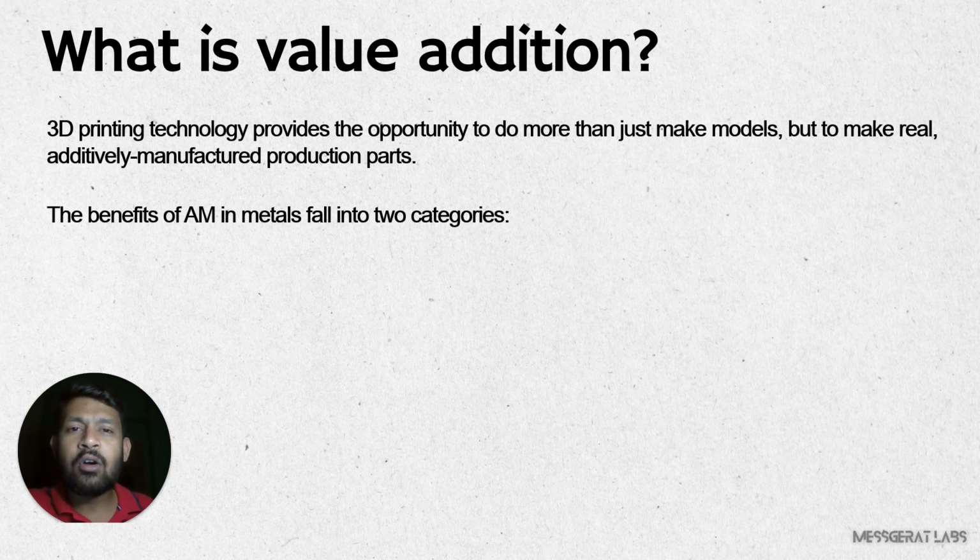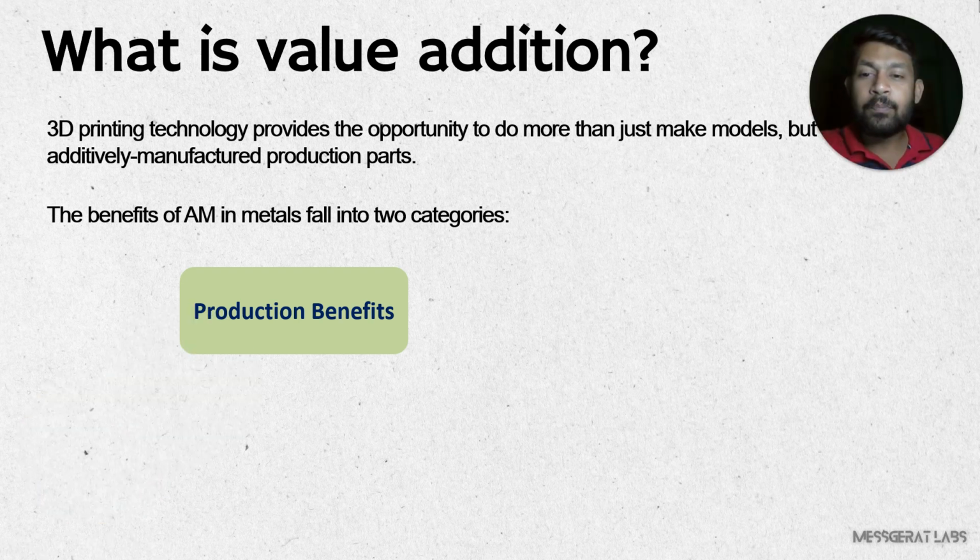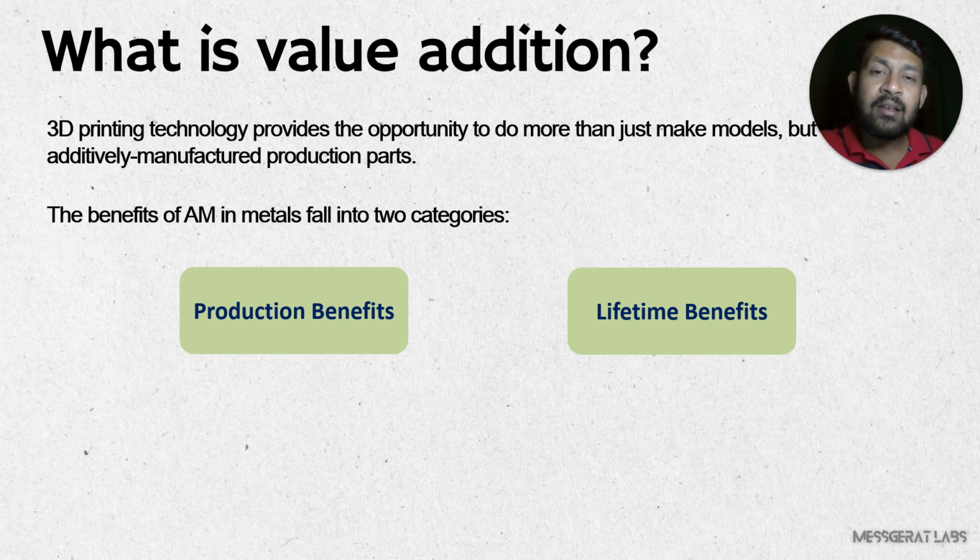And this has been possible because of the benefits that AM offers. And broadly, when we talk from the product perspective, these benefits lie under two categories. One is the production benefits. So, the production benefits are the benefits which are incurred during the manufacturing of the component. Then, the other one is lifetime benefits. Now, lifetime benefits are the benefits which are incurred when the component is being used. So, it is throughout the lifetime of the component, for the time being the component is in the service.